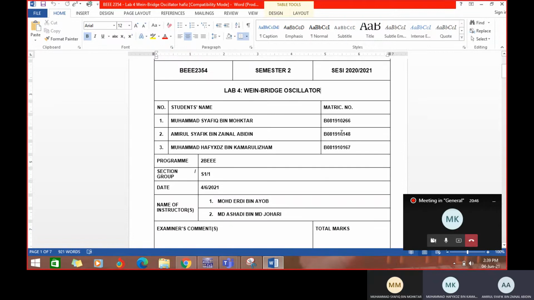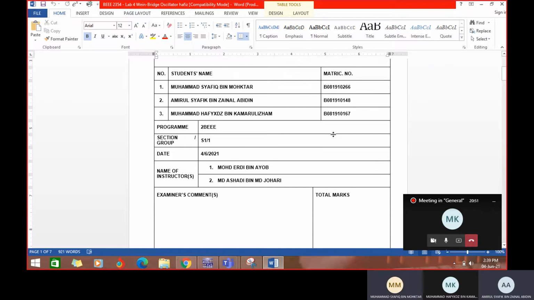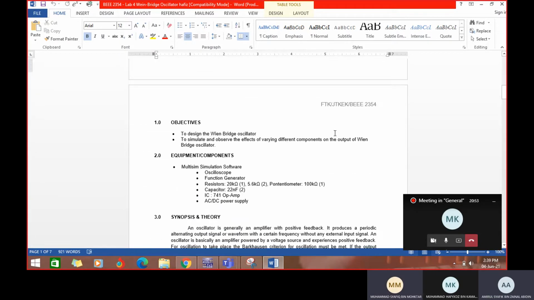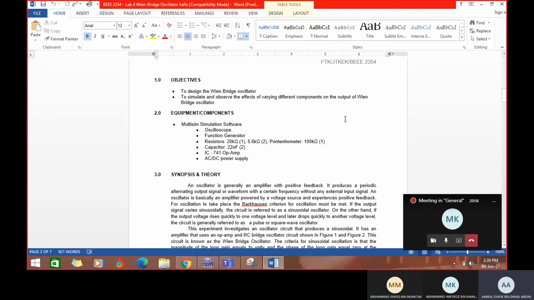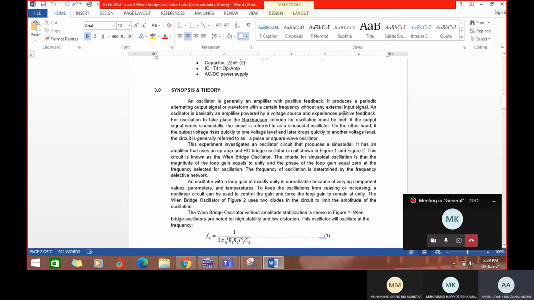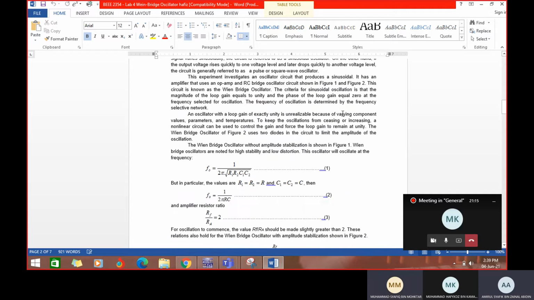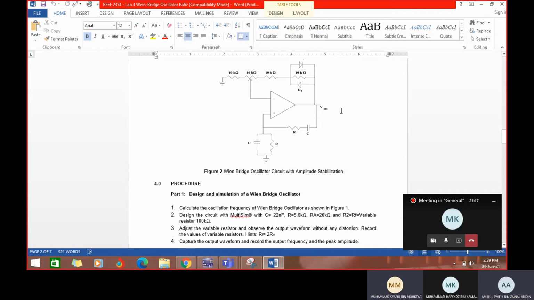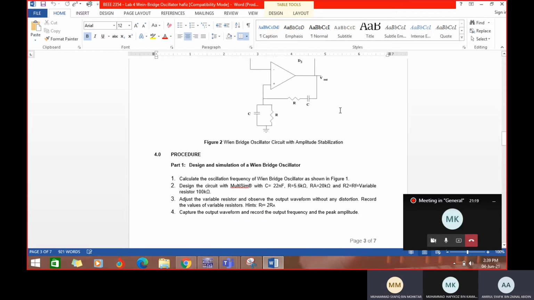For my group, we have Muhammad Shafiq Mota, myself, and Muhammad Hafiz bin Kamarul Islam. Our objective is to design the Wein-Bridge Oscillator and to simulate and observe the effect of varying different components on the output of the Wein-Bridge Oscillator. For this lab, we will be using Multisim for simulation. So we go straight to procedure.